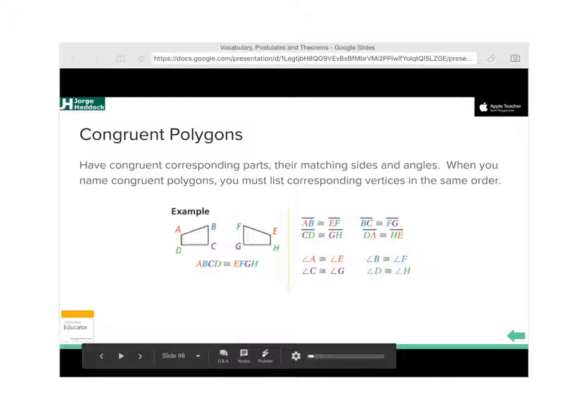So for example, here I have polygon ABCD is congruent to EFGH. That means that A is congruent to E, B is congruent to F, C is congruent to G, and D is congruent to H. And I can see that AB is congruent to EF, BC is congruent to FG, CD is congruent to GH, and DA is congruent to HE.